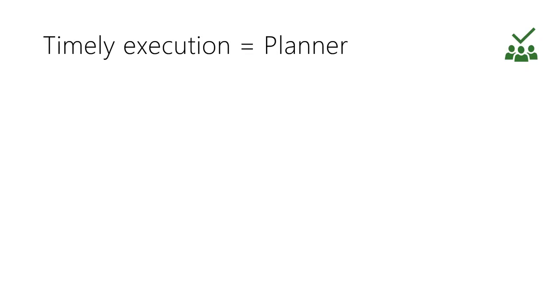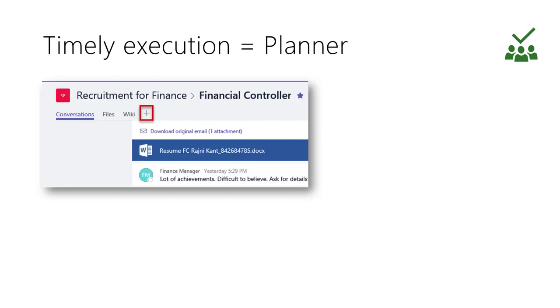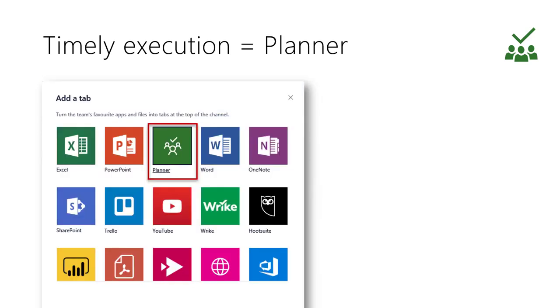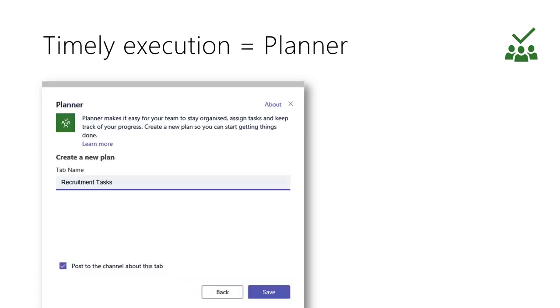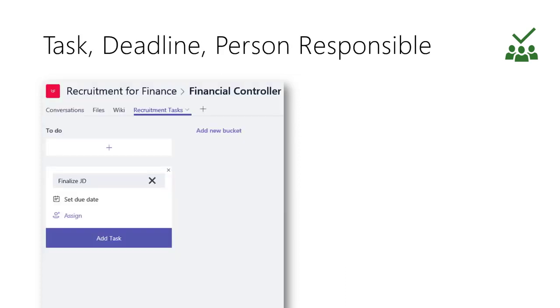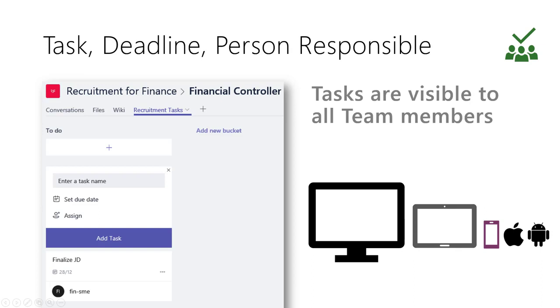Timely execution is very important. Everyone needs to know who is doing what and when. No problem. Notice the plus sign in the Teams app. Many powerful tools can be added from here. We will add a Planner tab to create and manage tasks. Specify the task details, the due date, and assign it to team members. All team members can see what others are doing. This helps you execute the work faster.